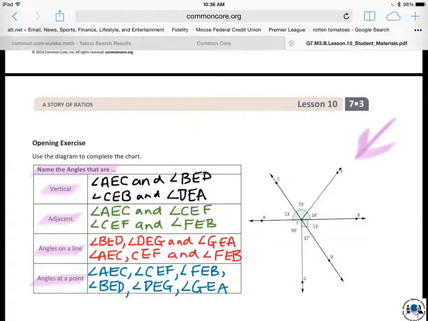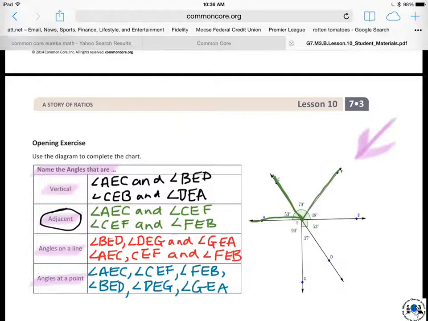Okay, and adjacent. Changing to my green, now some adjacent angles. We had plenty of these: AEC and CEF.